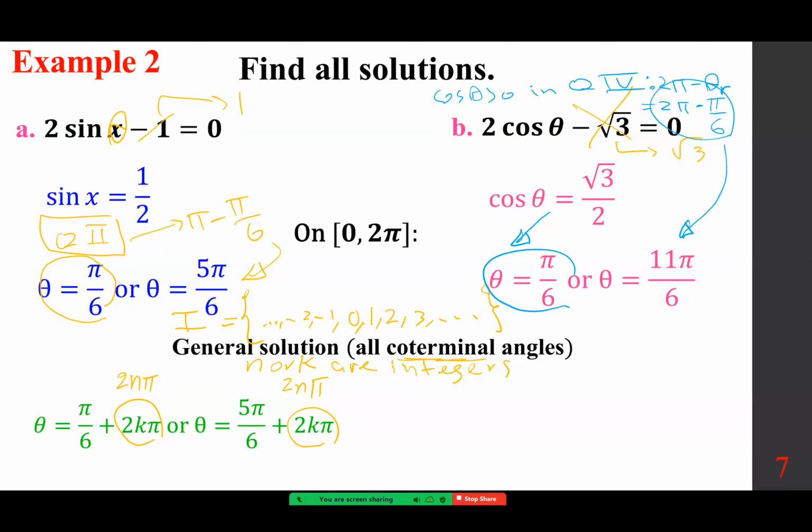But what if we wanted, in general, all solutions, not necessarily from 0 to 2 pi? We do the same thing here. We add 2k pi or 2n pi in both cases. Pi over 6 plus 2k pi, 11 pi over 6 plus 2k pi. So very straightforward, everybody.